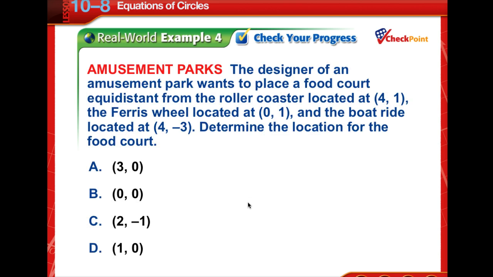So time to check your progress. So pause the video, read through the problem, and remember what you did on the last example in order to solve it, and then come back and check your answer. Did you get C? When I graphed my points at 0, 1, 4, 1, and 4, negative 3, and did the perpendicular bisector, the center of this circle is going to be at 2, negative 1.